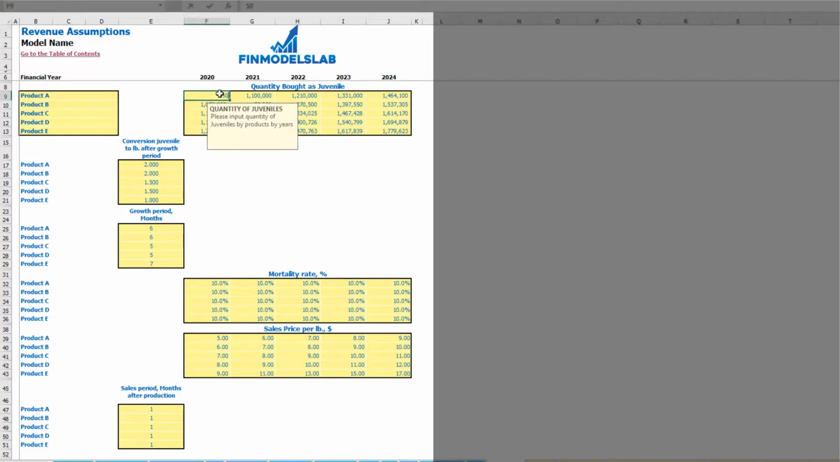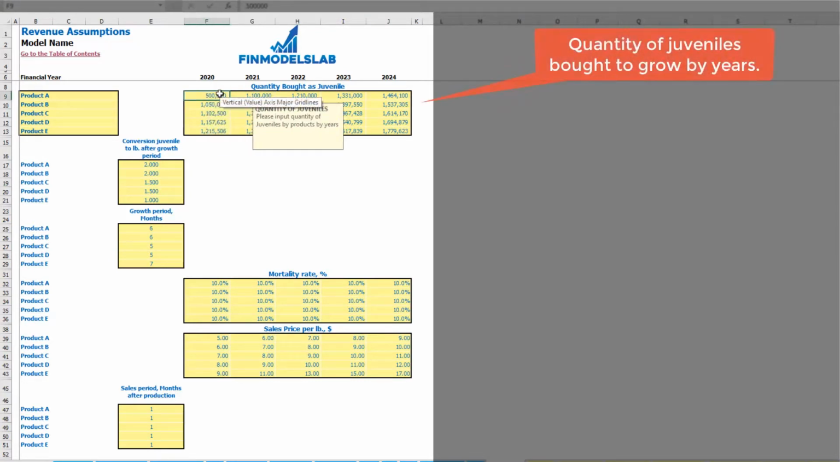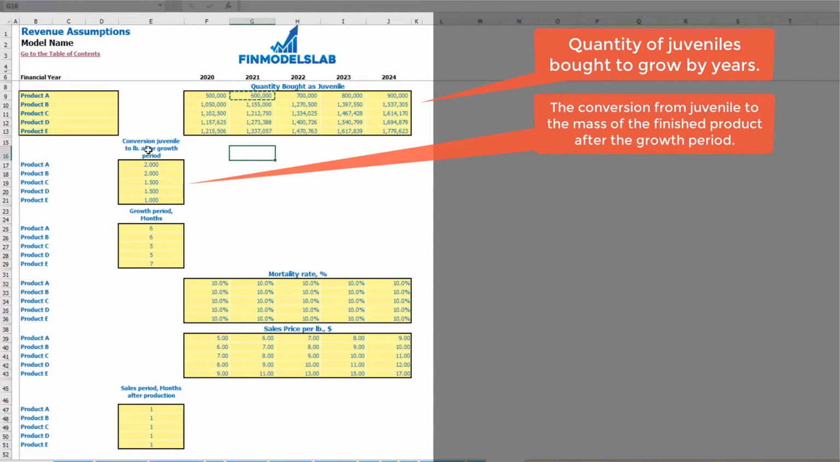The next stage is to set up quantity of juveniles bought by years, for example 500,000 for the 2020 for product A and additional 100,000 per each next year. This is changeable for all other products as well by years. The next step is to set up the conversion of juveniles to pounds of the production, for example meat or fish, and this is obviously after growth period. So for example, one juvenile can give you 2 pounds of product A, meat or fish.